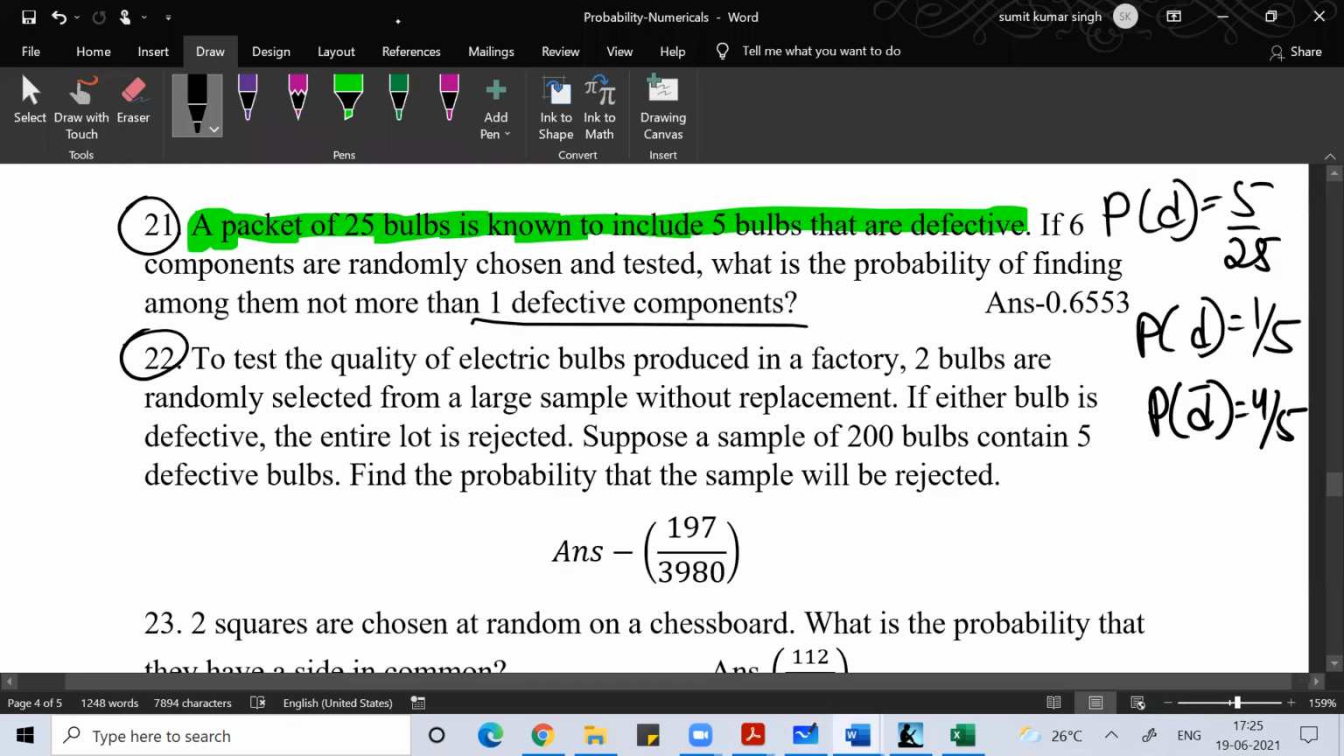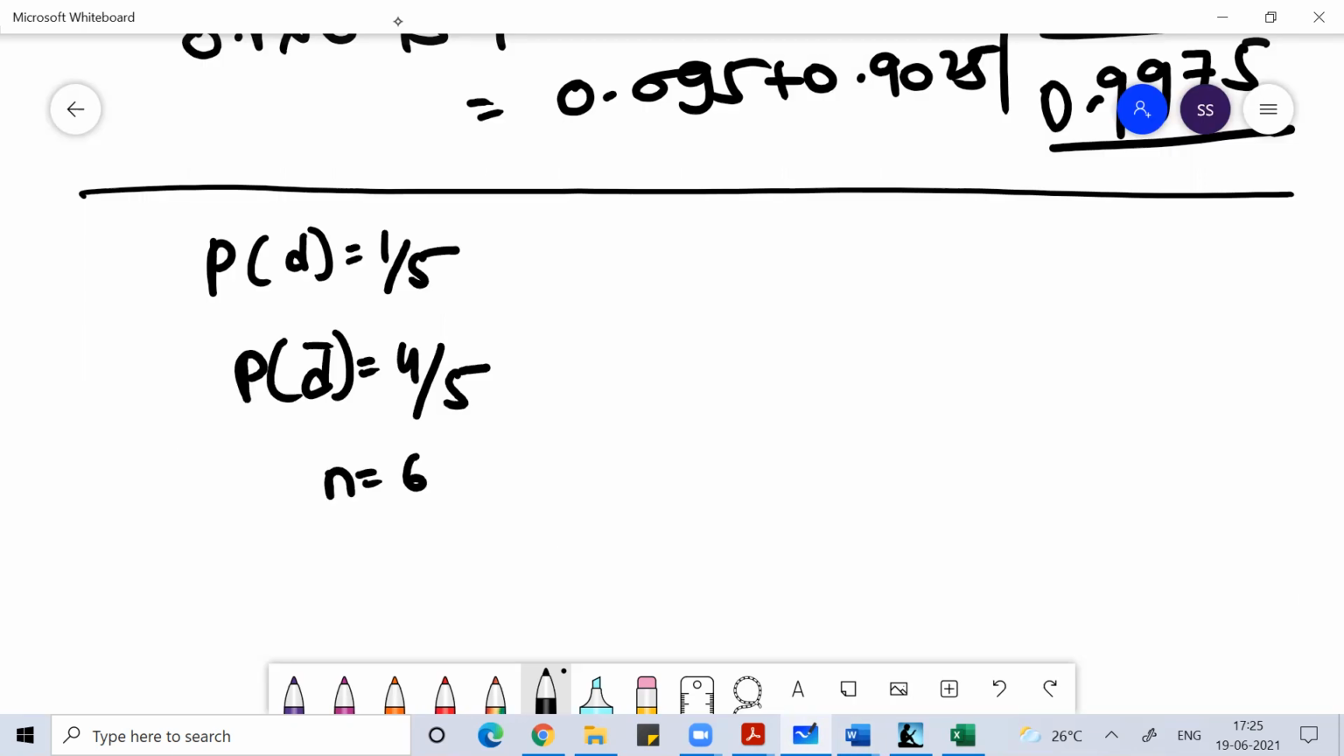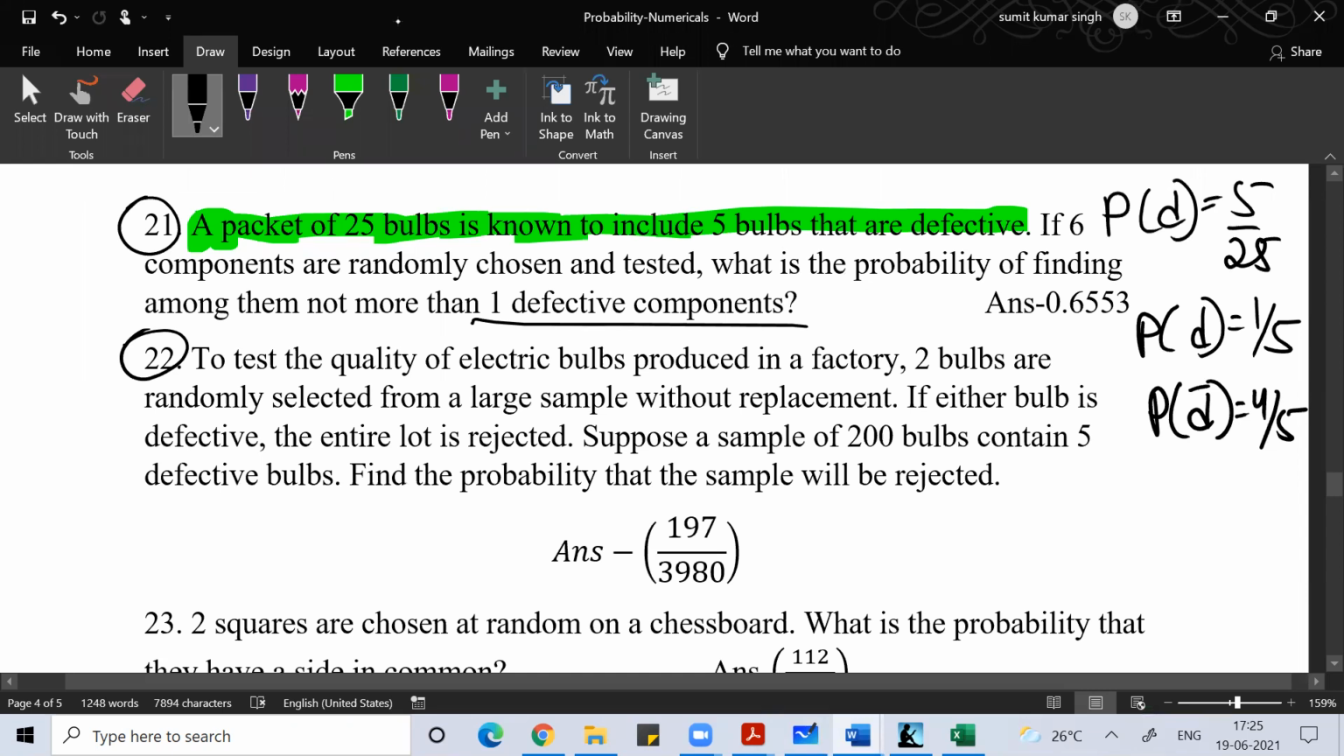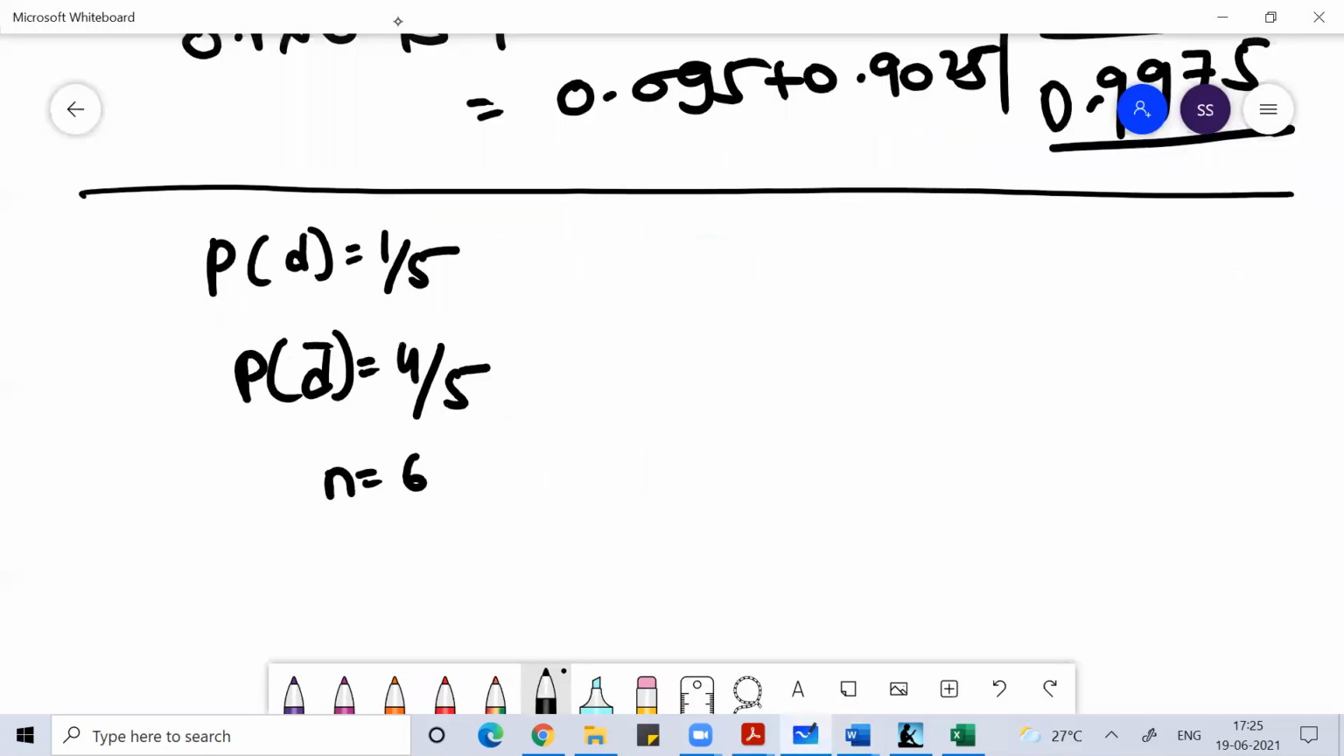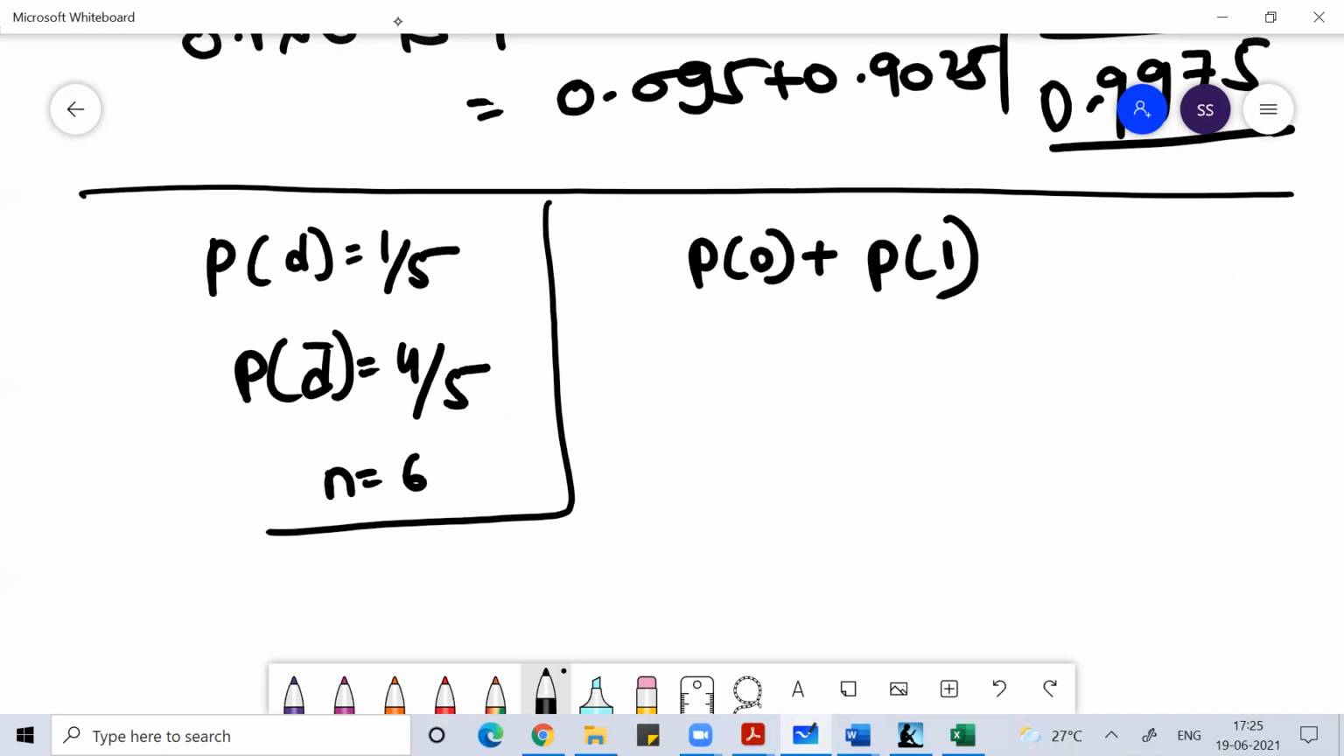Then if I choose 6 components randomly, so here n is 6, then what is the probability of finding among them not more than one defective component? Not more than one defective component means the maximum number of defective components you can get is one.